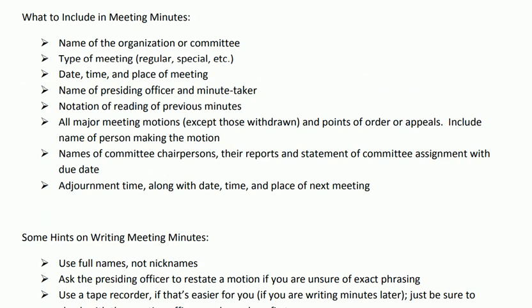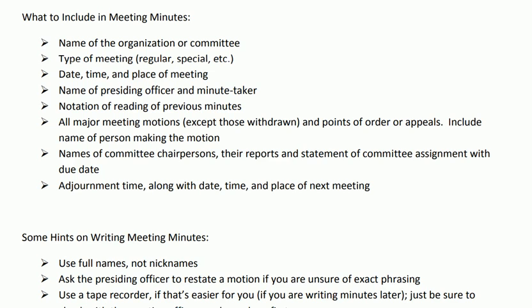So here it is. First of all, we write the name of the organization or committee. Then we write the type of meeting, either a regular meeting or a special meeting, etc. Date, time, and place of the meeting, very important. Name of the presiding officer and the minute taker, who is responsible for taking or recording minutes, and who is the presiding officer. So the presiding officer's name and the minute taker's name should be written in the meeting minutes document.